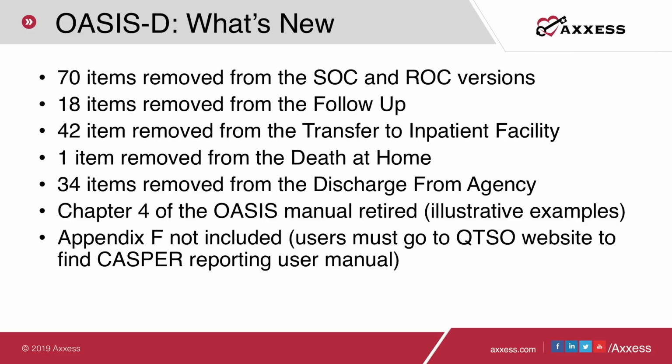Also, Chapter 4 of the Oasis Manual has been retired. That's your illustrative examples. Appendix F is also not included, and the Appendix F used to be where you could go in and find out how to get to your Casper reports and that user manual that you use in order to log in and maneuver your way through. That's no longer in the Oasis D guidance manual. It's now on the QTSO website. So if you're having trouble looking for that Casper reporting manual, you'll need to go to the QTSO website rather than Appendix F because it's no longer there.